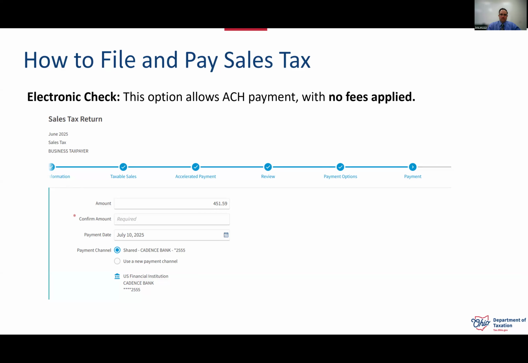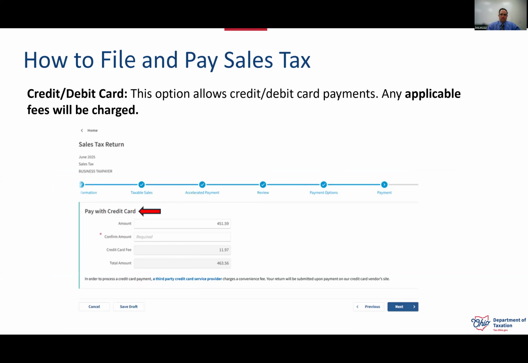For electronic check, this option allows ACH payment with no fees applied. So you would just fill in the amount, confirm the amount you want to pay, your payment date, and then you'll enter the banking information as well. And then if you choose credit or debit card, keep in mind there is a small fee. That would be listed there in the credit card fee box, which is separate from the amount that you're paying for the tax. And then you'll go ahead and click next.